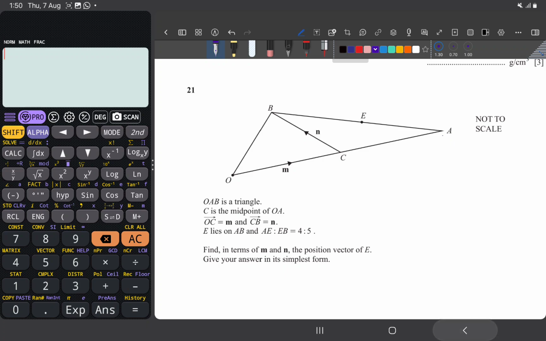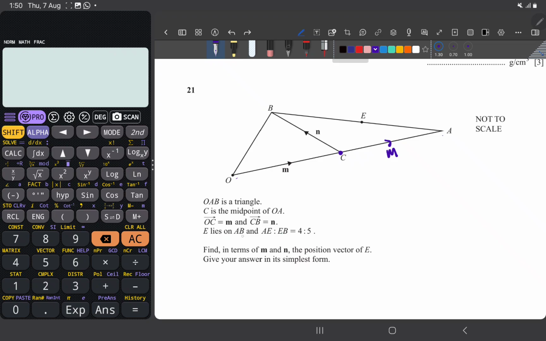So here, let's see. OAB is a triangle. C is the midpoint of OA. So that means here at C, this is half of OA. So if OC is m, that means CA is also m because it is exactly the same as this. C is a midpoint, so this other part is also m. That's what you just need to see.